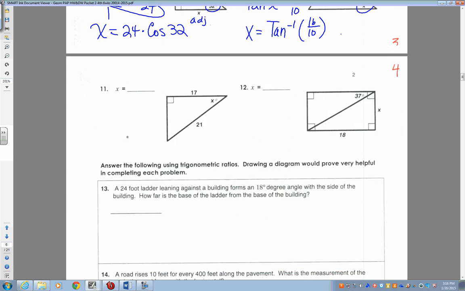All right, so yes, this is going to be inverse. So if you identify that it will be inverse, you can start skipping steps a little bit. You still got to label your parts in relationship to the angle. So 21 is the hypotenuse. 17 is what? Adjacent. Okay, so since we know we're going to do the inverse, you could just go straight to cosine inverse of adjacent over hypotenuse, which is 17 over 21. And that's what the value of x would be.